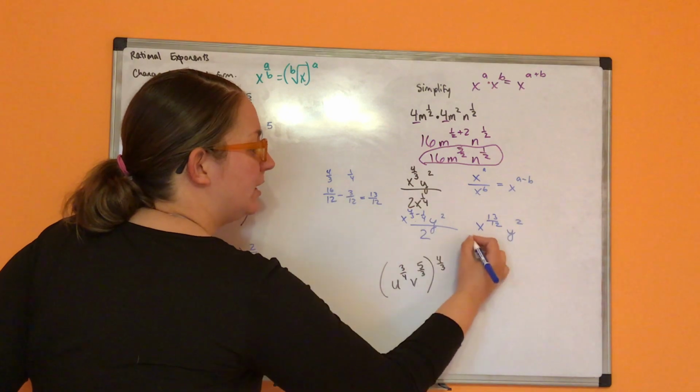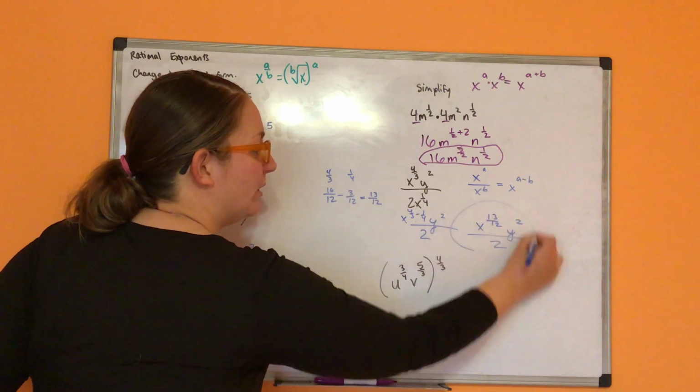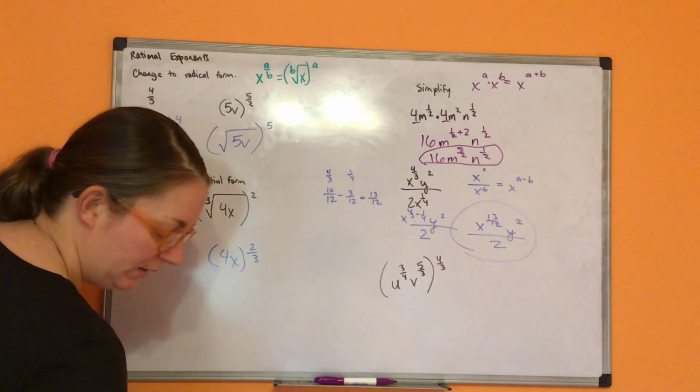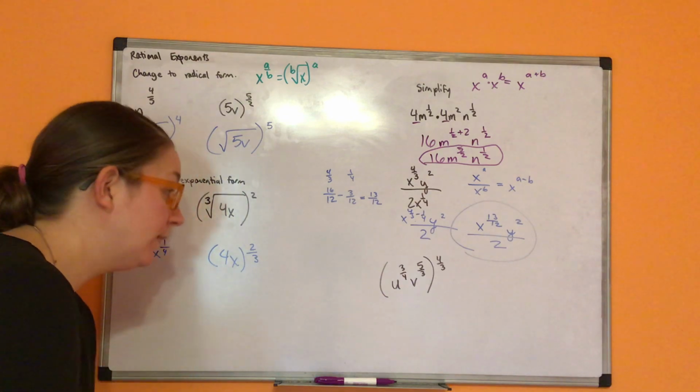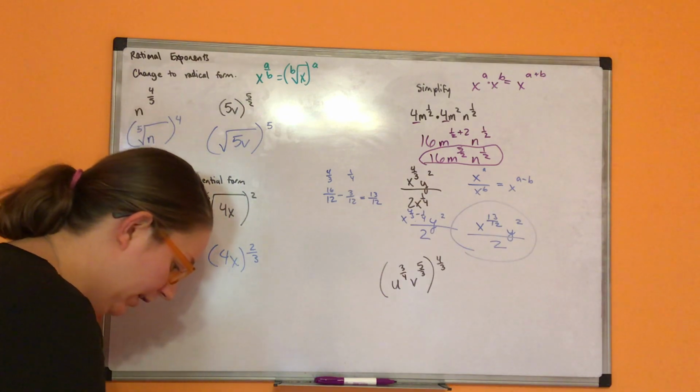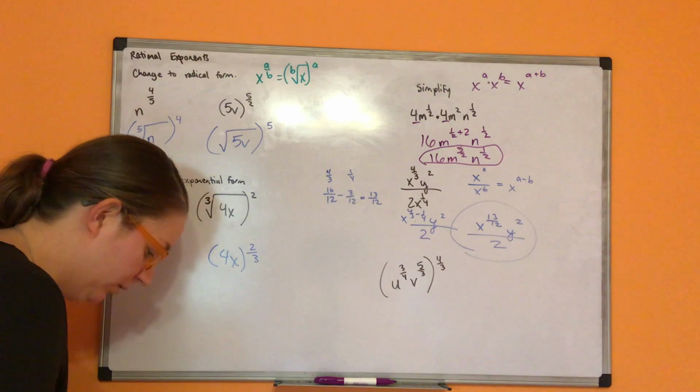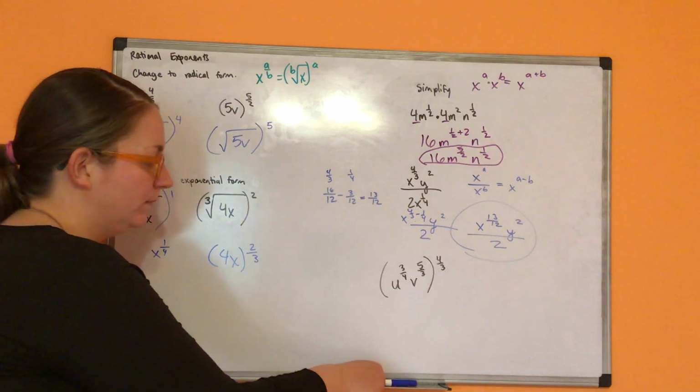The y squared stays the same. The divided by 2 stays the same. Nothing too crazy there. For the last one, we are going to take care of in this video.